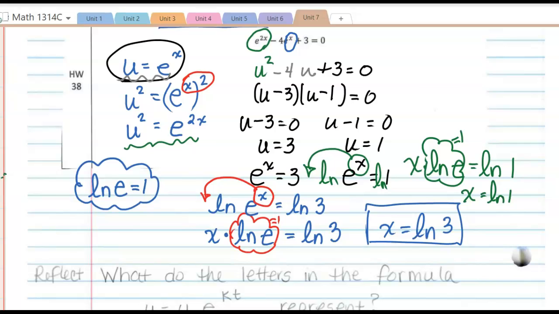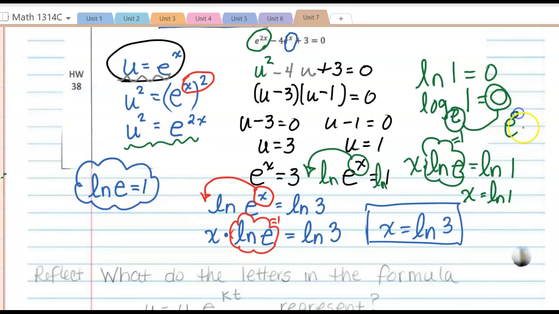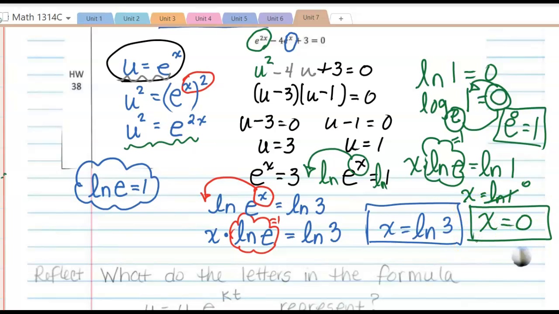But guess what? We know that the natural log of 1 is equal to 0, because if we had log base e of 1 and I want to know what it equals, I would say that my base e to the exponent of 0 must equal my argument, which is 1. And anything to the 0 power equals 1. So now I can find that the natural log of 1 is equal to 0, so x is equal to 0. Those are my two answers.